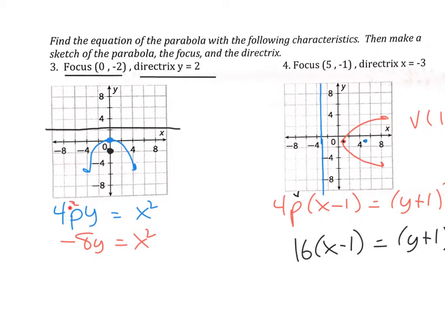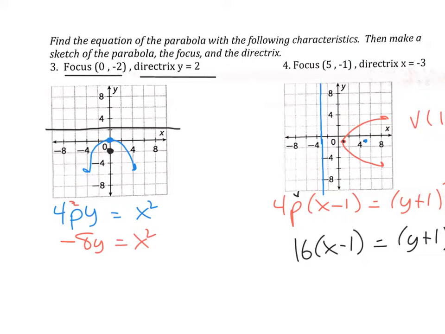So that means the 4p is with the y because it's going like the y-axis does. The square has to be on the other side, so it goes on the x. And all I gotta do is figure out p. P is how far from the vertex to the focus, or vertex to directrix, either one. It's 2 away, so I put a 2 in for p. 4 times 2 is 8. The reason it's negative is because it goes down.